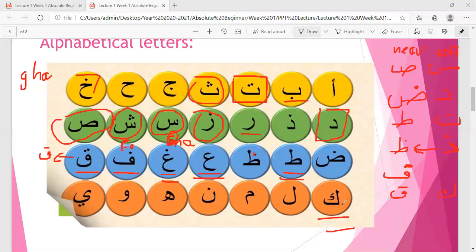This is ka. So let's read from a till ka. Yalla. From a to ka. Okay. A, ba, ta, tha, ja. Okay.